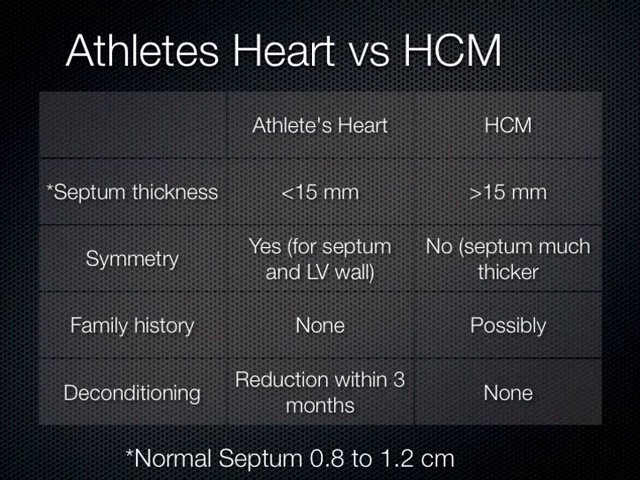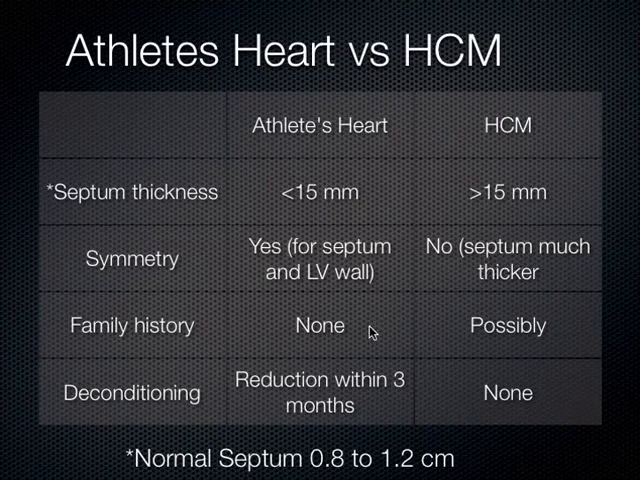And sometimes you have to differentiate this from just athlete's heart. Somebody who does a lot of exercise, a lot of working out, their septum can also thicken as well. But a normal septum, I said, is up to 1.2 centimeters. With the athlete's heart, it's still going to be less than 1.5 centimeters. In fact, with hypertrophic cardiomyopathy, it's greater than 1.5. And with athlete's heart, it's a very symmetric thickness, whereas with hypertrophic cardiomyopathy, we saw that it was just the septal area that was very thick.